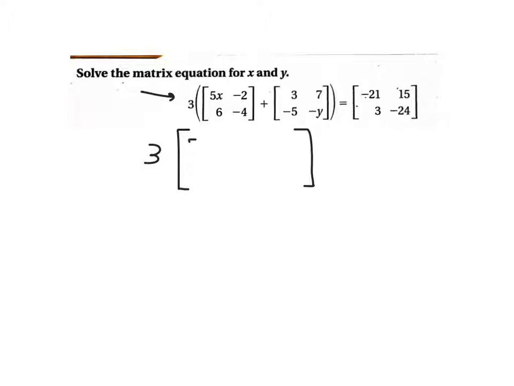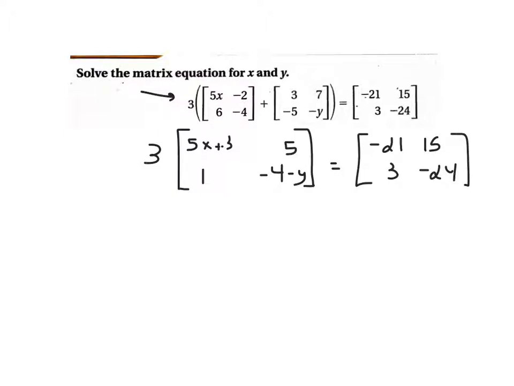So I would add the 5x and the 3, which is 5x plus 3. I'm going to add the -2 and the 7, which is 5. 6 and -5 is 1. And -4 plus -y is -4 minus y. And that equals this matrix over here. Now, I'll tell you this, we haven't talked about this yet, but the only way two matrices can be equal to each other is if every single element is the same in both matrices.